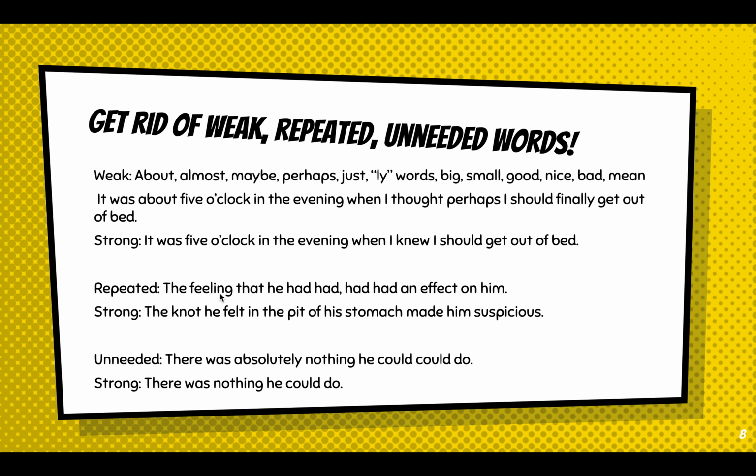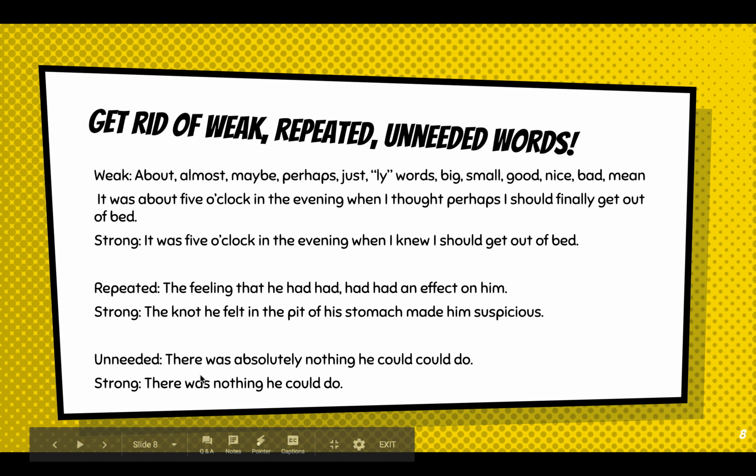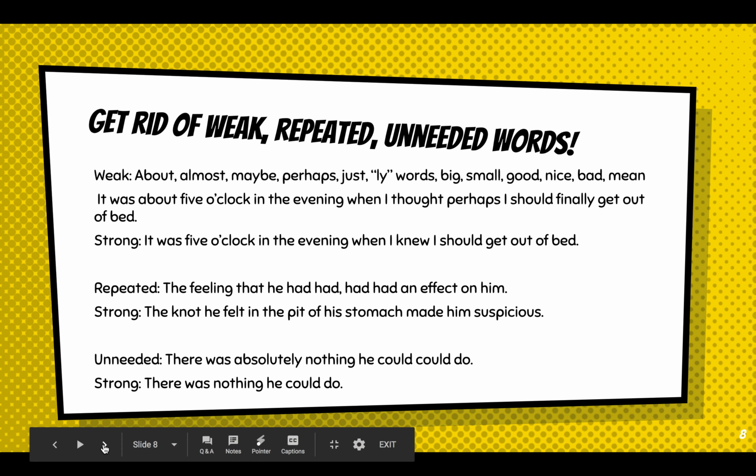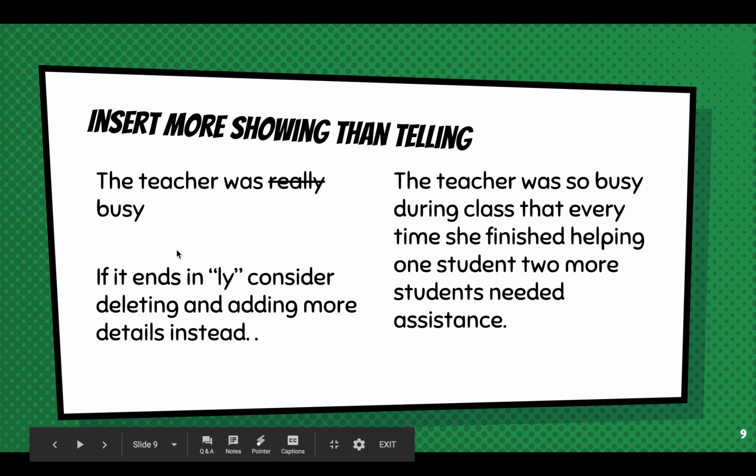And then be specific. Instead of "the feeling," be specific. What was that feeling? The knot he felt in the pit of his stomach made him suspicious. So notice I went from a feeling and an effect to being very specific, and also deleted those repeated words. Also, get rid of anything that's unneeded. Here's that ly word: There was absolutely nothing he could do. No, there was nothing he could do. Okay? See how those sentences just sound so much stronger. All right.